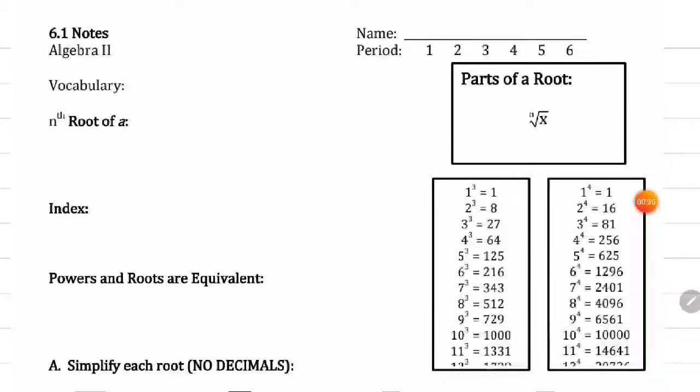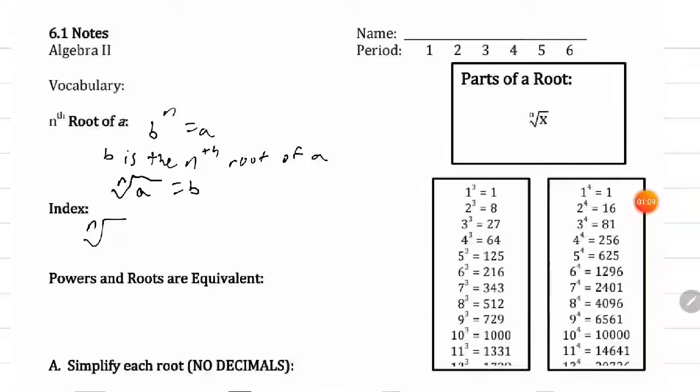So the nth root of a: we have b to the n power equals a. That means b is the nth root of a. So if we have something that looks like this, n is the index. Powers and roots are equivalent.